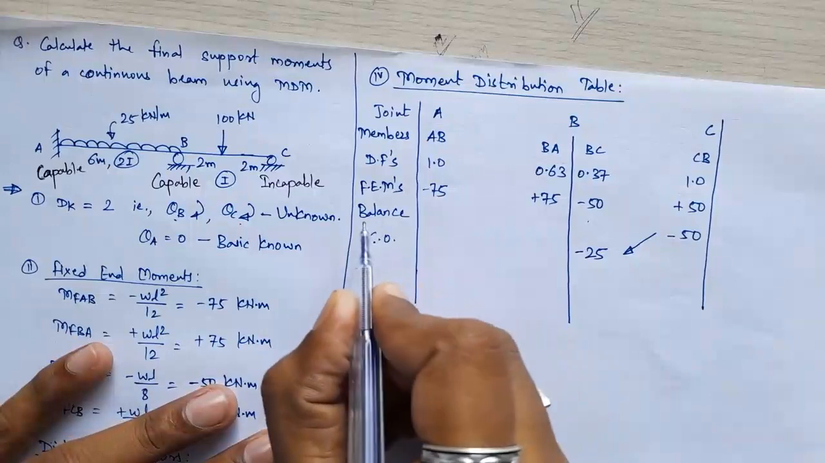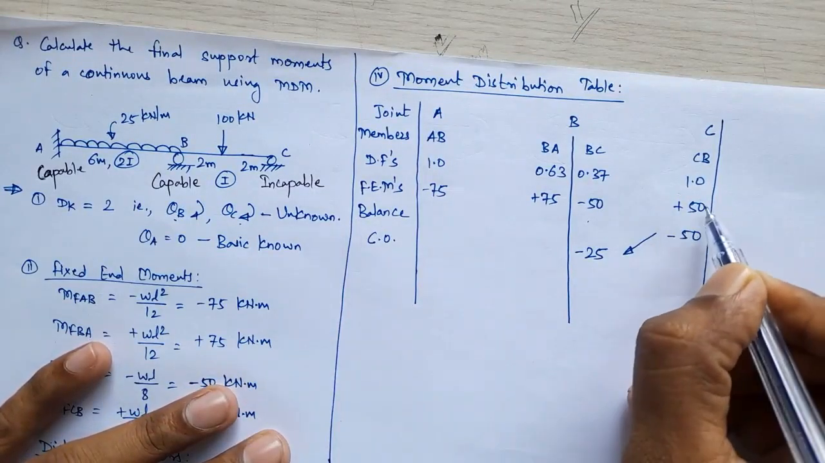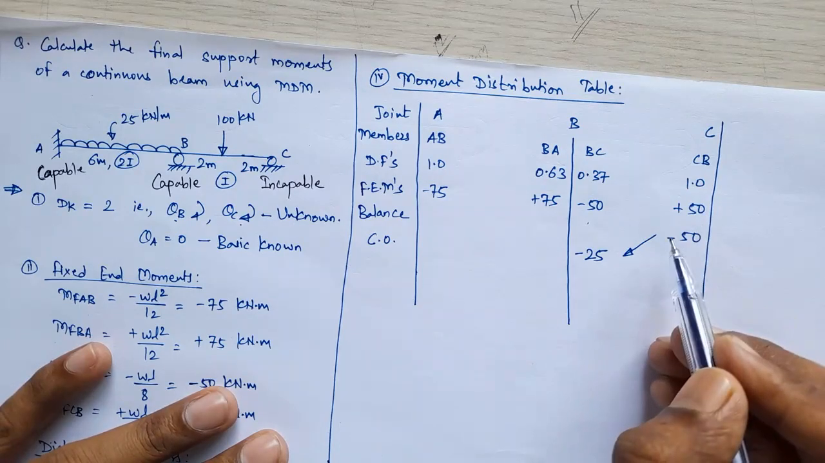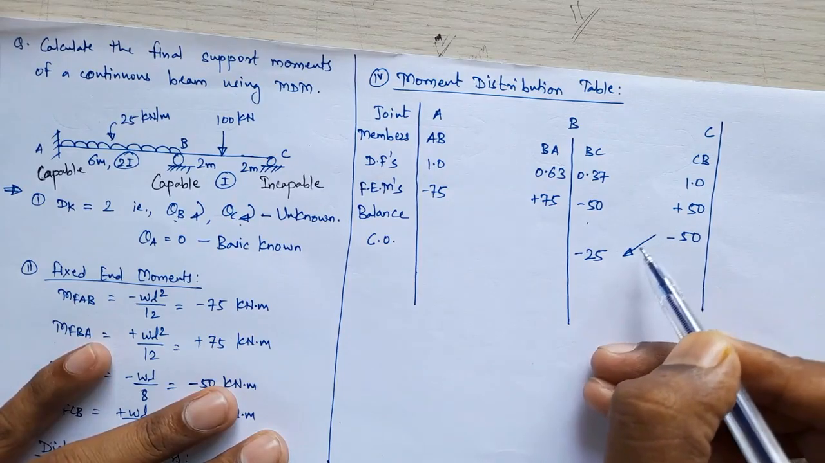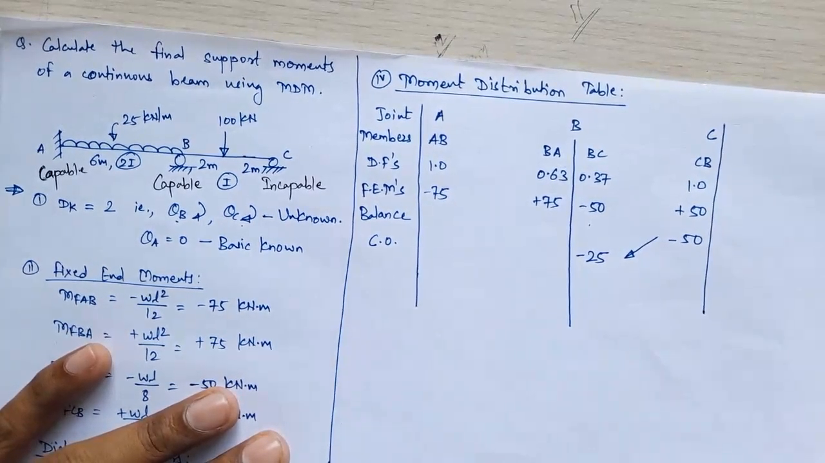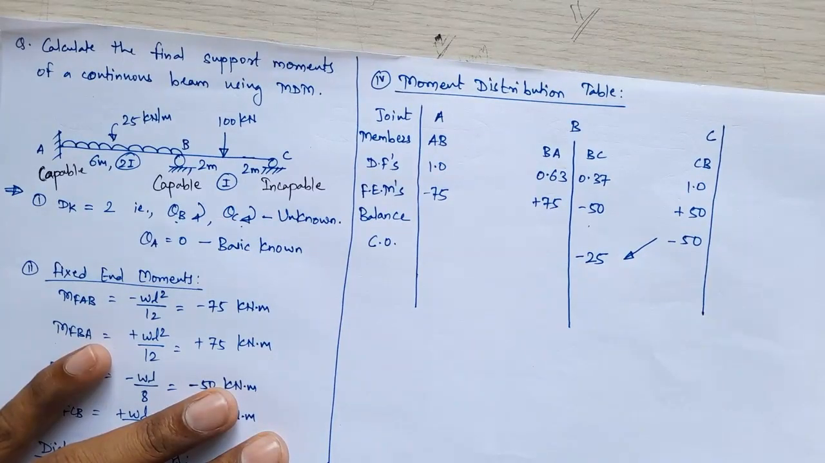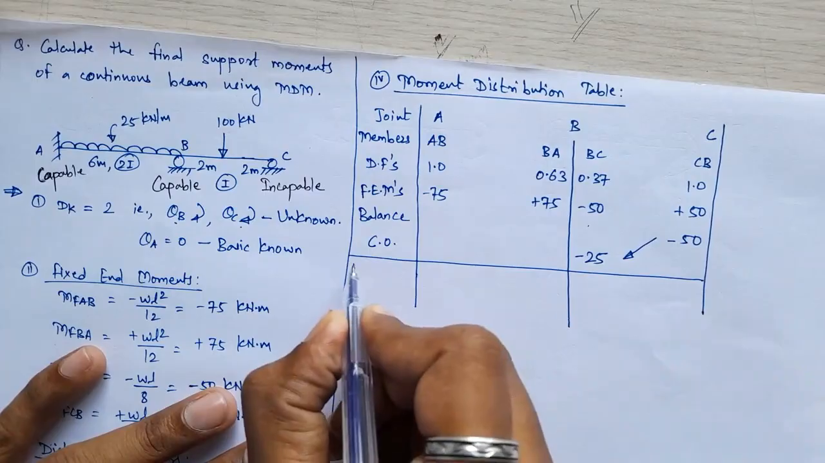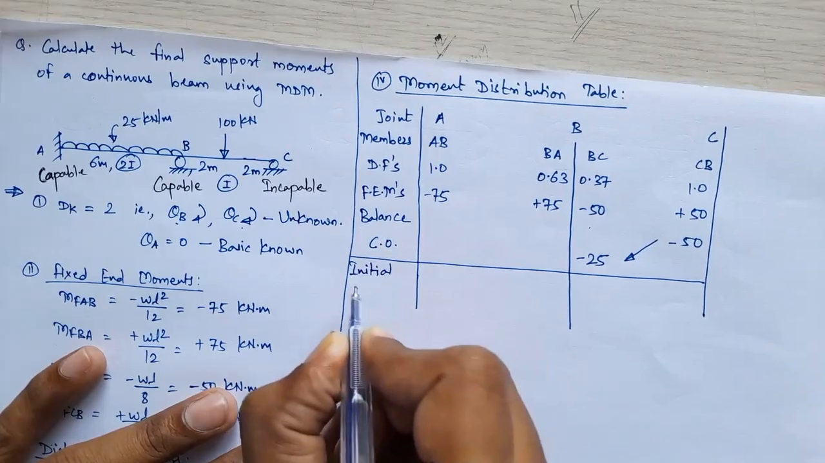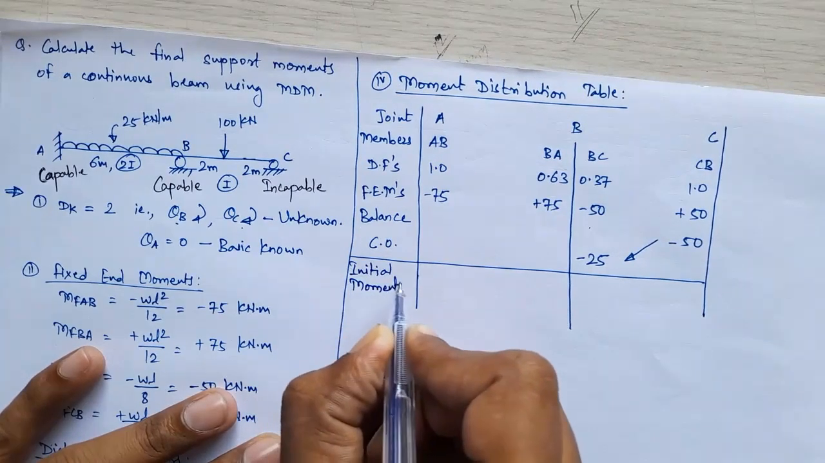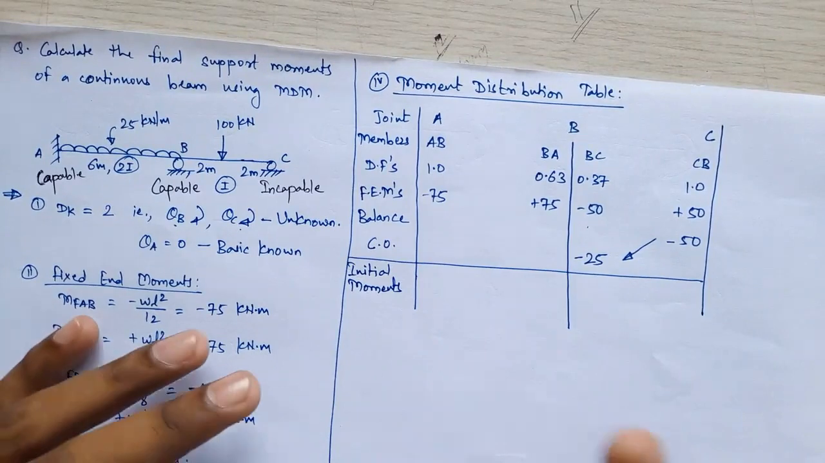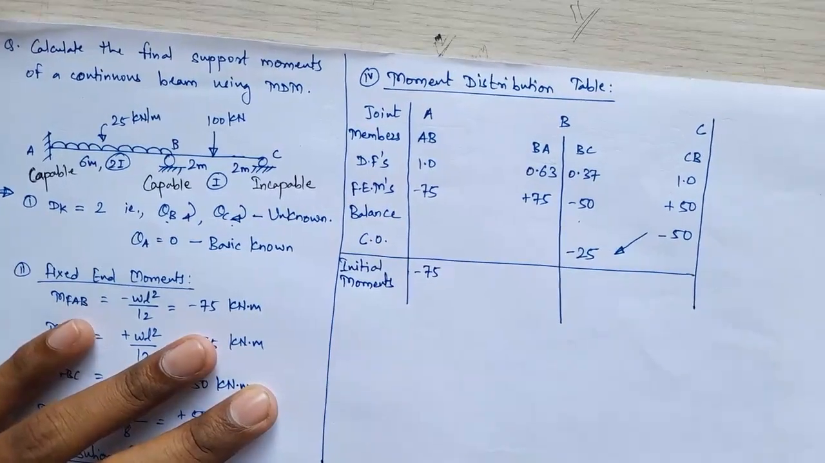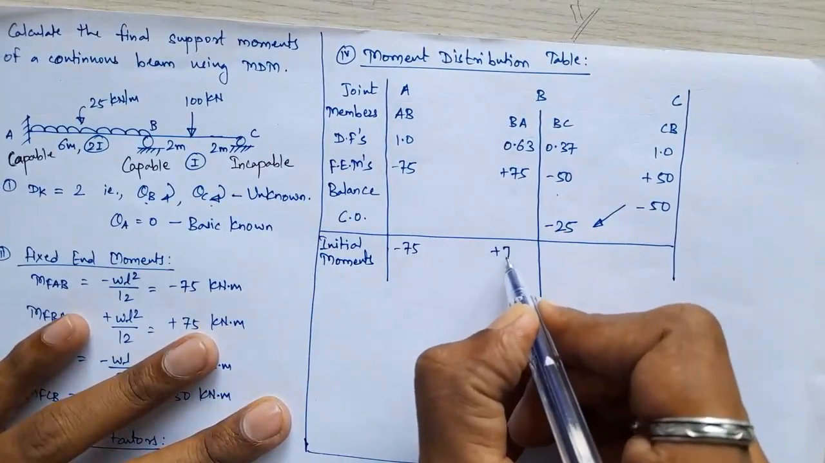So understand this: if you have any moment at your incapable support, first you have to balance that moment to 0 by applying a negative moment, and out of that moment half will get carried over to its previous or next support, the capable support. So from this, what I get are the initial moments. These are not the final moments yet. Firstly I am calculating the initial moments only. So whatever values are there, that is minus 75, will remain as it is. Here I am getting plus 75.